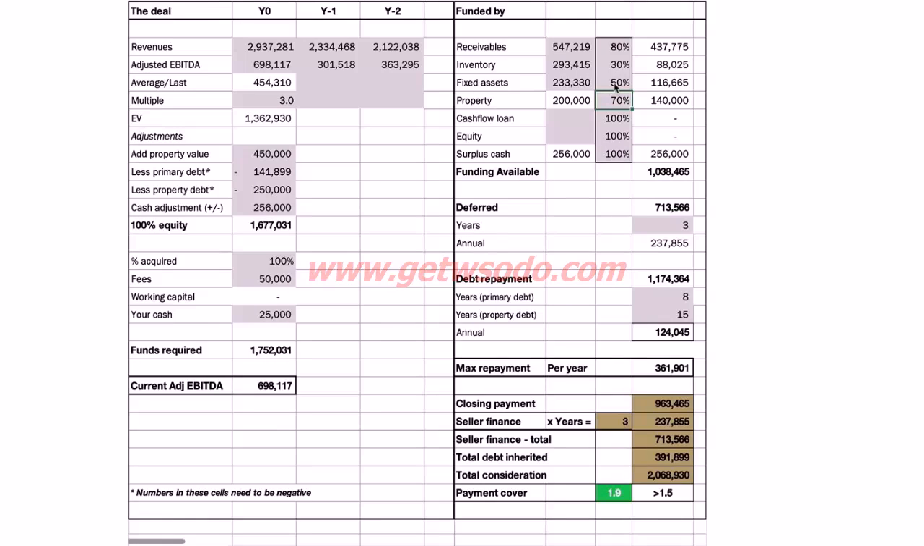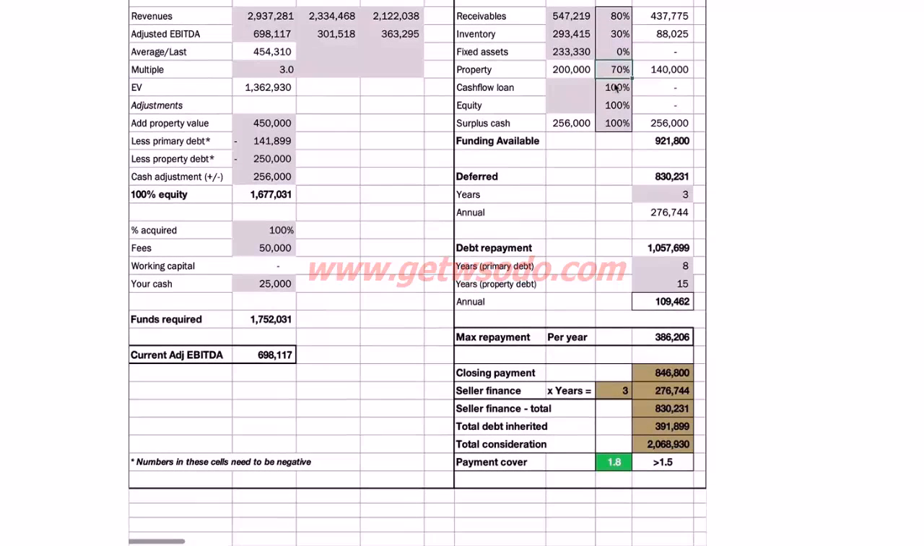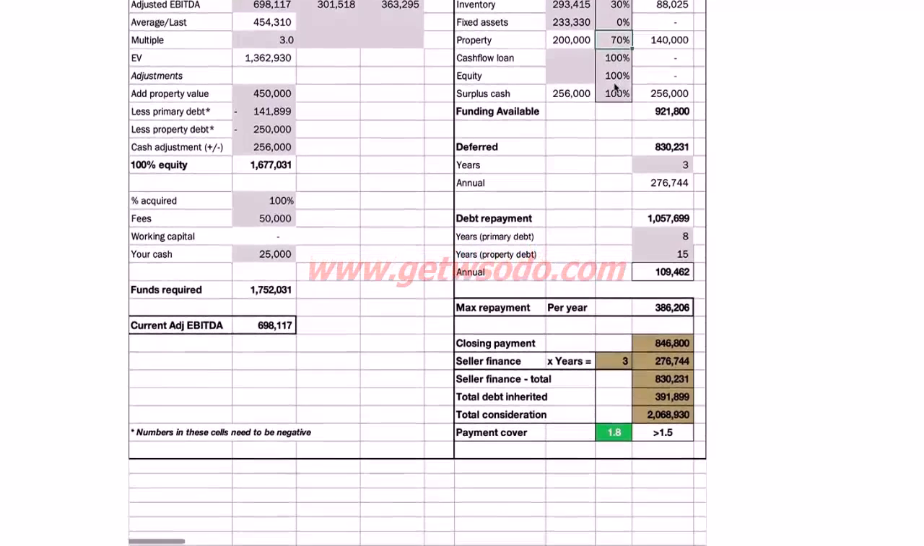And even if I say, look, I'm not comfortable, I'm not going to get anything on fixed assets, I'm going to put that to zero, the model works all that out differently. So worst case scenario, let's say there's no funding on fixed assets and I'm only able to raise about $920,000 from financiers to do this deal.